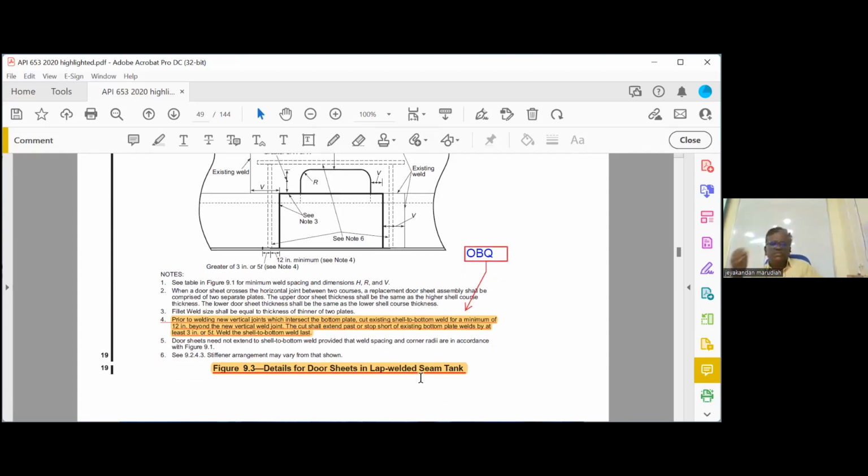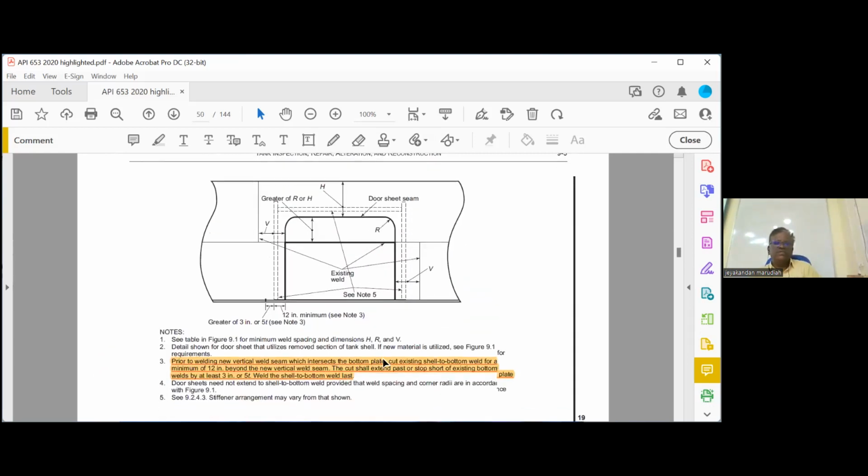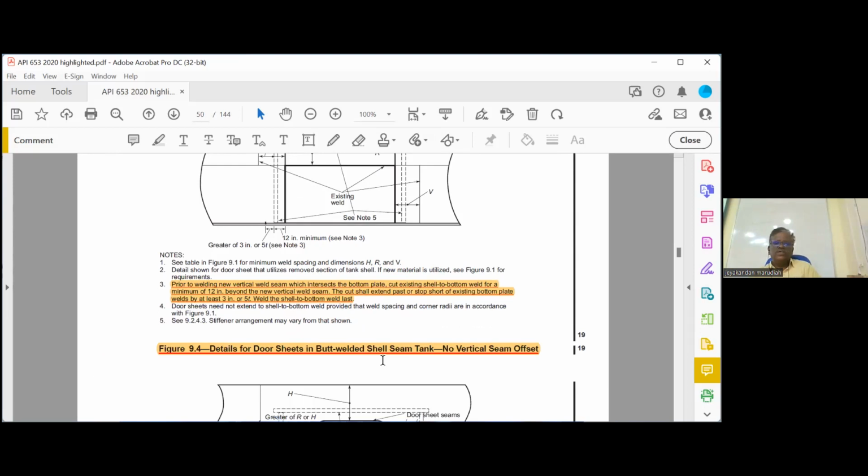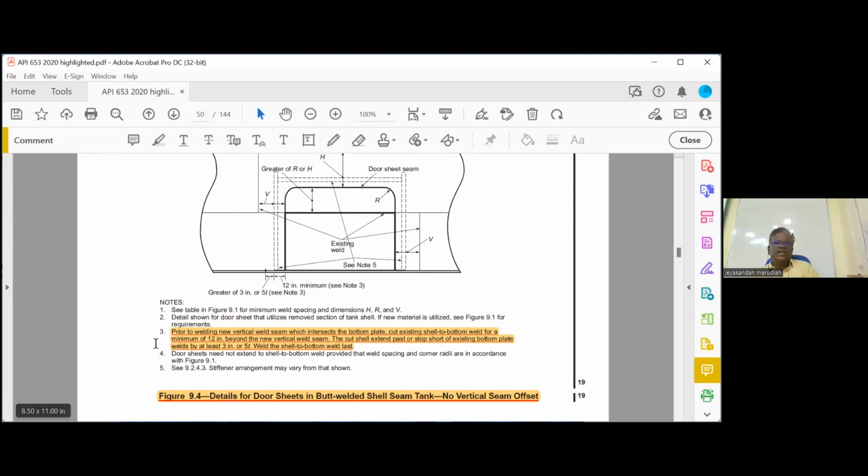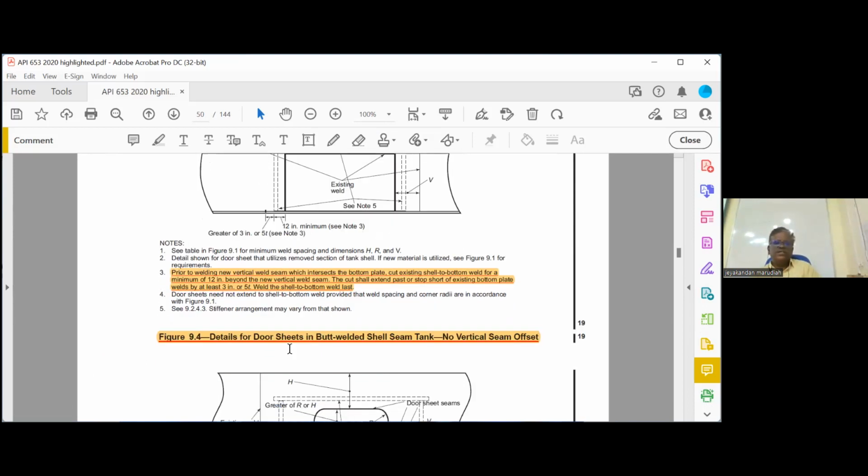Sir, these are the conditions same as mentioned in table number 9.1 as well, right? Yes, almost the same. It's actually repeating again and again. Because it is a door sheet, they are writing it again here. The condition is the same. If you are thorough in one concept, you can easily attend.